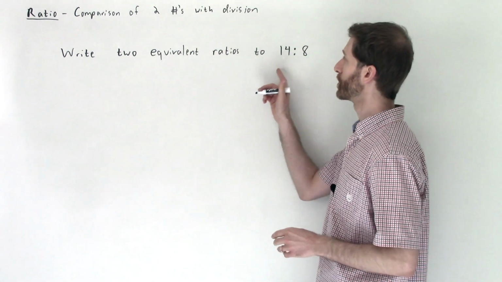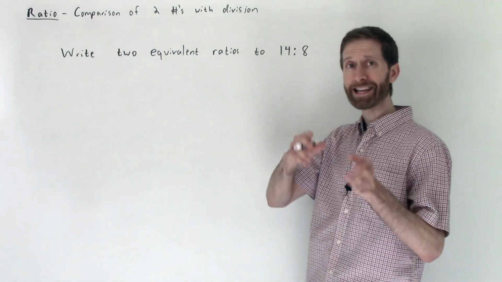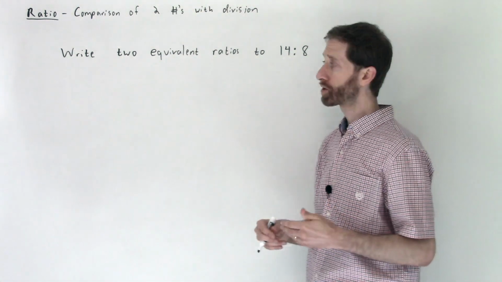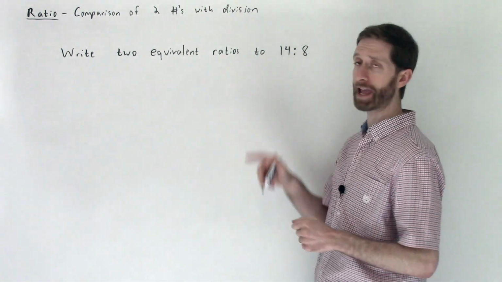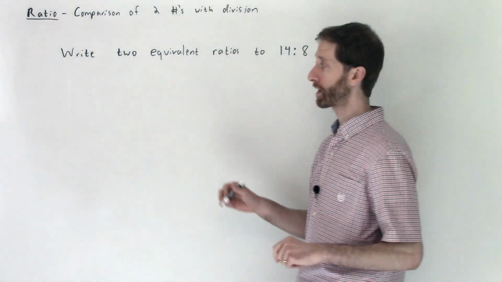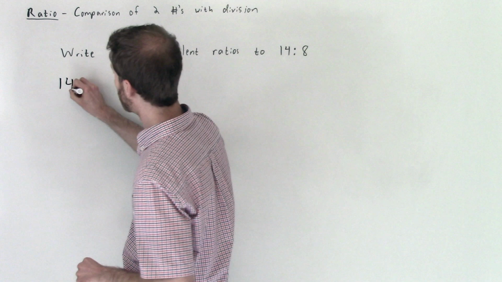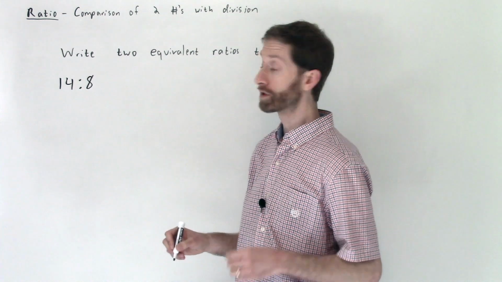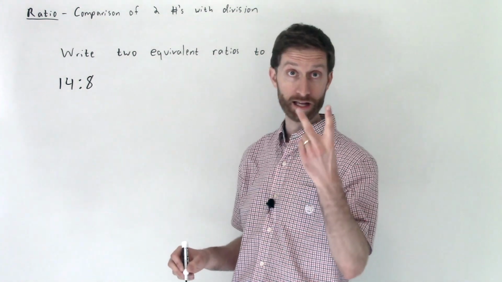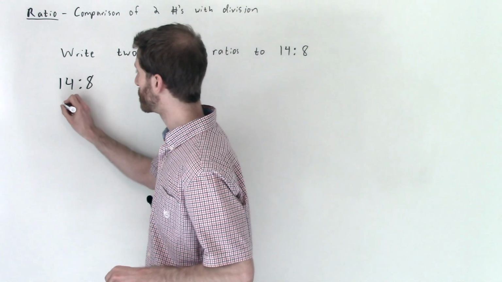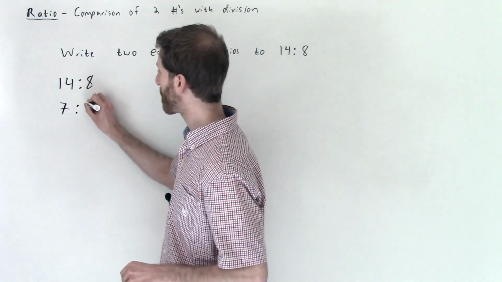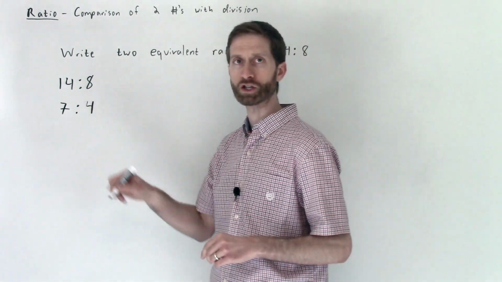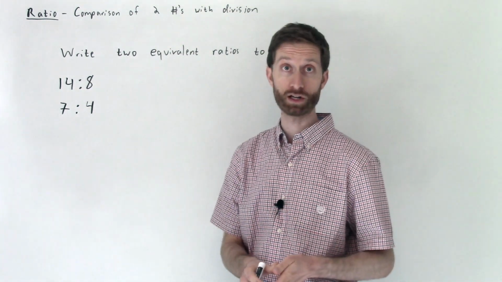So to write an equivalent ratio, you multiply or divide each side of a ratio, or the numerator and denominator of a ratio, by the same number. So I'm going to do this in two ways. I'm going to write this as 14 to 8 with colon notation and with a fraction. So in colon notation, let's say that I have 14 to 8, and I want to write that as an equivalent ratio. Well, I could divide both 14 and 8 by 2. So dividing 14 by 2 gives us 7, and dividing 8 by 2 gives us 4. So a 7 to 4 ratio is the same as a 14 to 8 ratio.